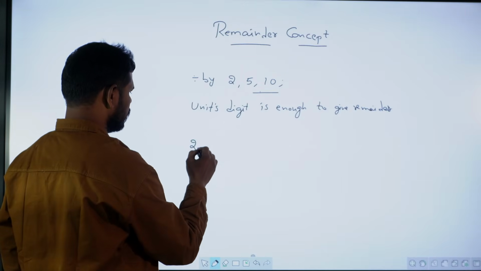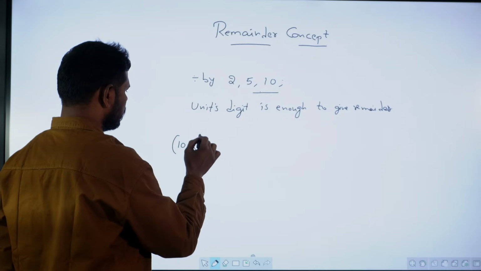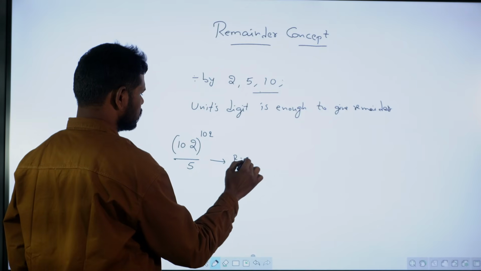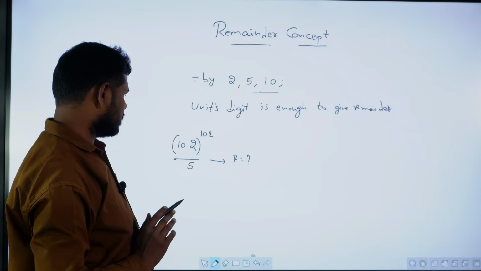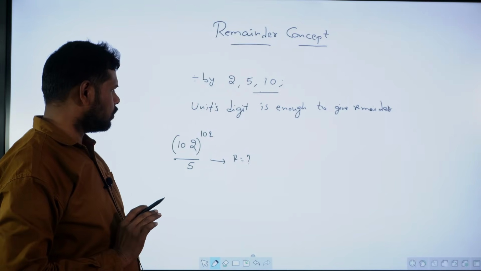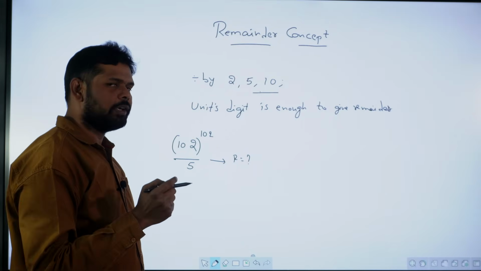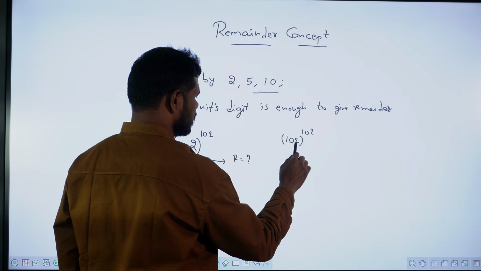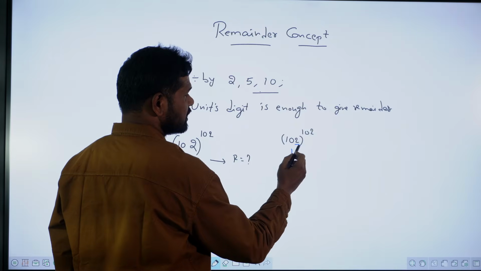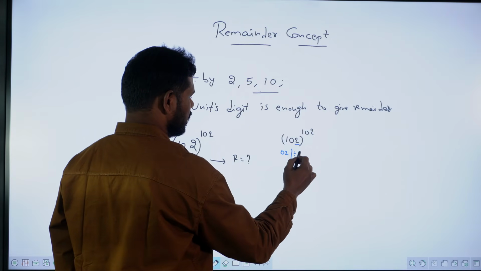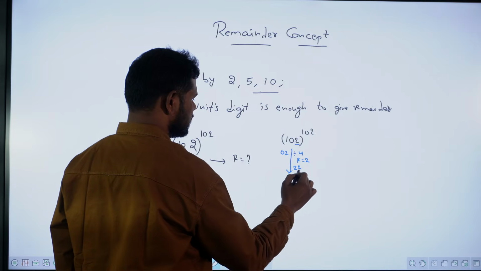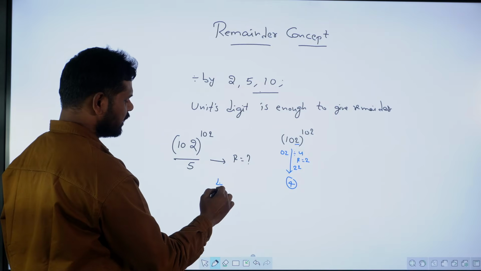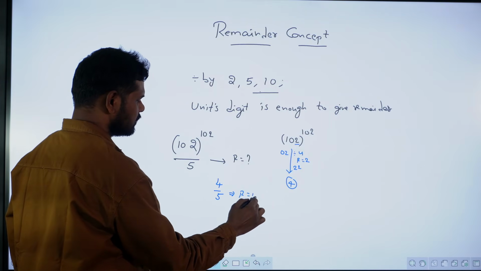Suppose 102 whole power 102 is divided by 5. What is the remainder? Suppose the question is like this, in powers. But don't get confused. We know how to find the units digit for any power. 102 whole power 102, the units digit is how much? The base is 2, so you need to divide the power by 4. Remainder is 2, so 2 square, units digit is 4. So 4 is divided by 5. What is the remainder? 4. This is the answer.